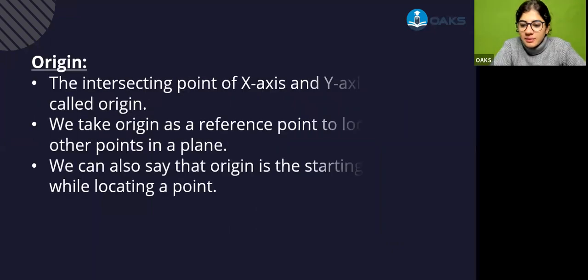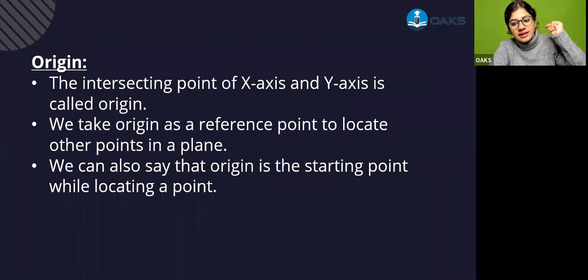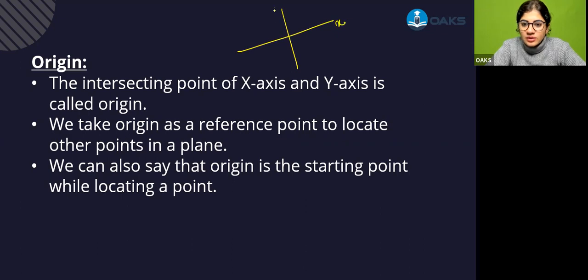So let's study some important points regarding origin. Everybody look at the screen. The intersecting point of x-axis and y-axis is called origin. You all know x-axis is this, y is this. The point where the lines intersect is called origin. We take origin as a reference point to locate other points in a plane. We can also say that origin is the starting point while locating a point.